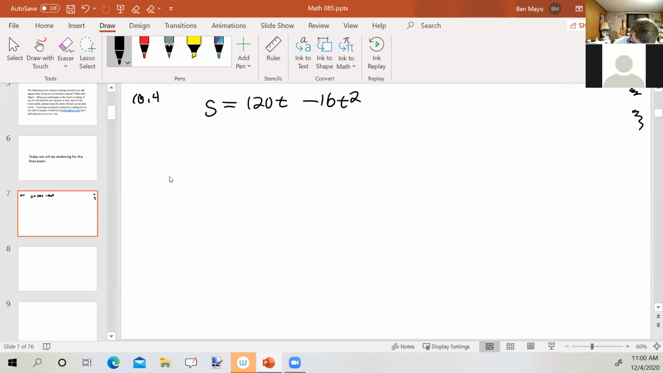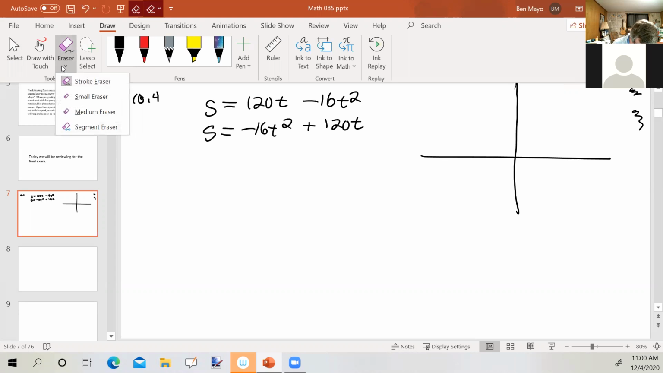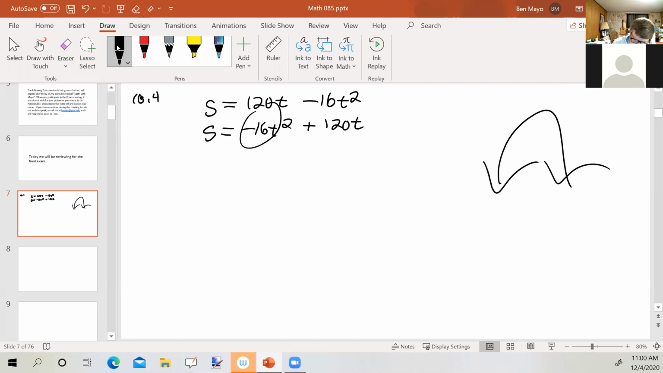All right. Well, first of all, let's take a look at this equation. I'm going to rewrite it in descending powers. Okay. So now it's in the form y equals ax squared plus bx plus c. If I was going to graph that parabola, it would open downward. Let's not even put these lines here. If we were going to graph it, it would look something like that, right? Because it's going to open downward. Now, this axis is T, or time. This axis is S, or height above the ground.